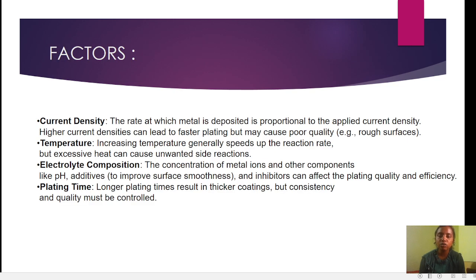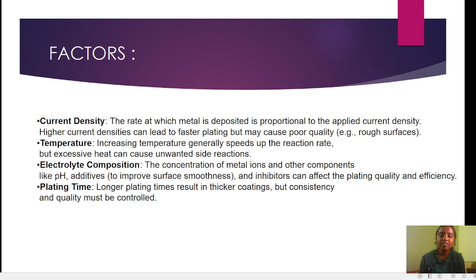Let me look over the factors responsible for electroplating: current density, temperature, electrolyte composition, and plating time. These are the four factors. What is current density? The rate at which metal is deposited is proportional to the applied current density. Higher current densities can lead to faster plating but may cause poor quality, such as a rough surface.